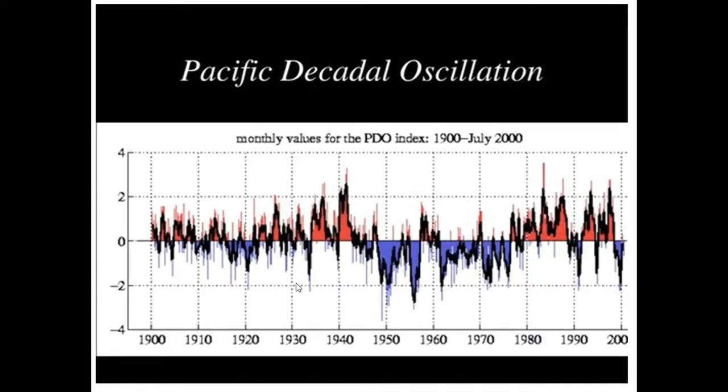Okay, so monthly values of the PDO index kind of shows in a little cleaner method. 2000 ends here. Again, you can see, positive phase. So this is warming along the North America side with the sea surface temperatures, and cooling along the North America side, and it's negative phase.